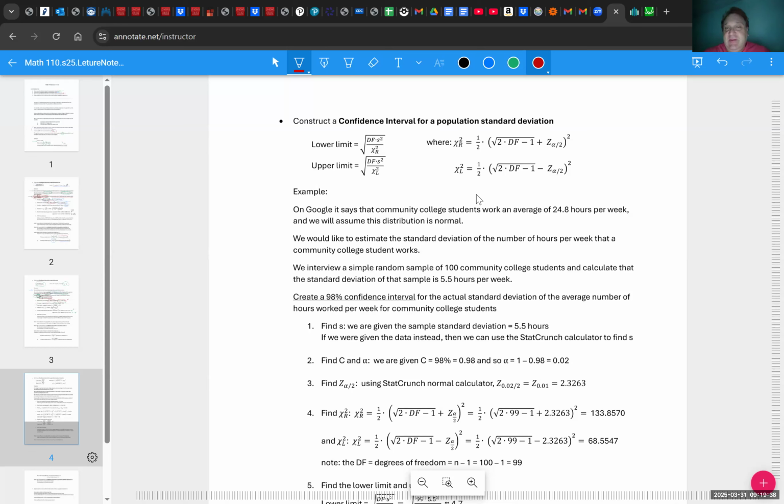Again, I don't want to go too much into the formulas themselves since we're not really going to use them too much. So let's do an example. Let me show you an example of how this works.